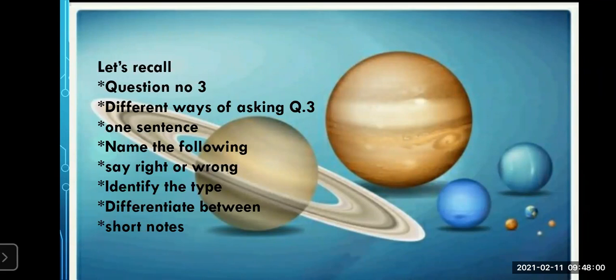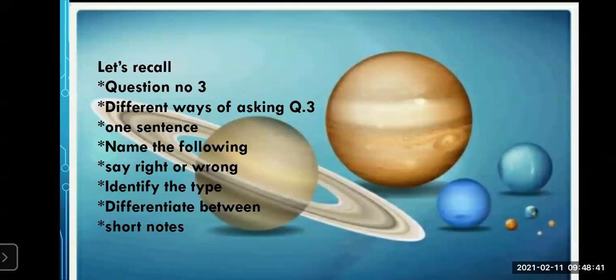Let's recall what we have learned, that we have completed in the previous lectures question number 3. Also, we have seen what different things are coming in question number 3. This question number 3 can be asked in different ways. It can be asked as answer the following in one sentence. And when you answer the following in one sentence, you have to attempt 4 out of 5. And when you're attempting 4 out of 5, you will get 4 marks. So for one question answer, you will get 1 mark.